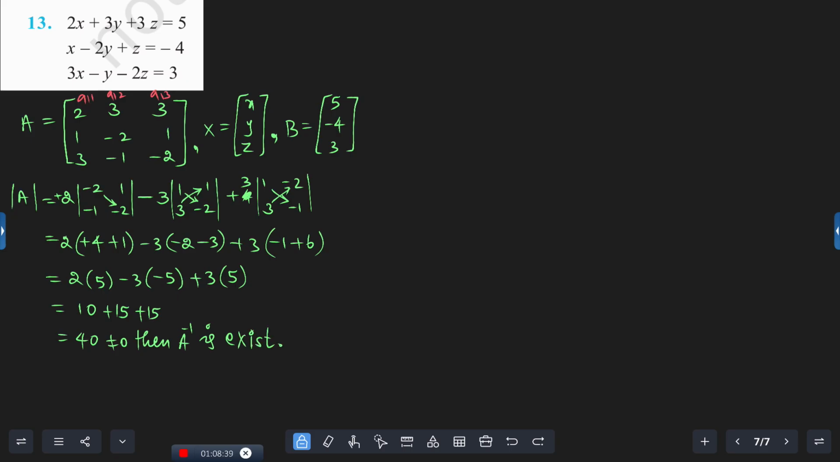So 40, which is not equal to 0, then A inverse exists. If A inverse exists, now what do we have to find? Adjoint of A we have to find.